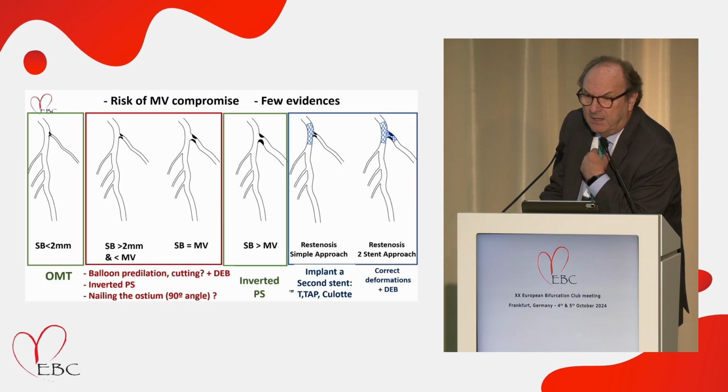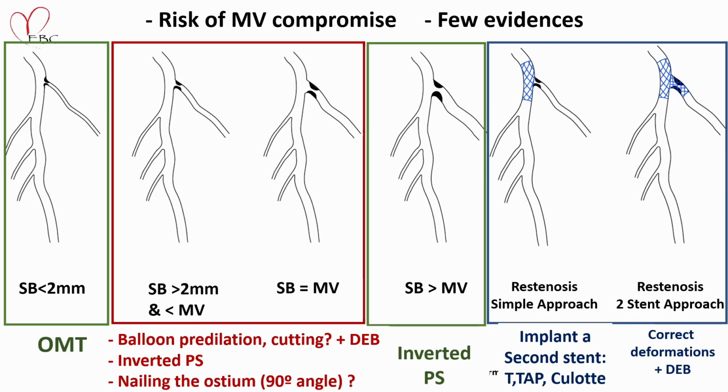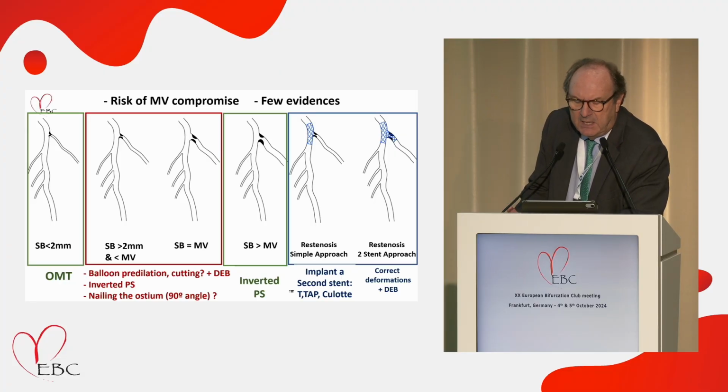Regarding the treatment of the 001 Medina lesion, we have little evidence. That is the sense of the EBC, to discuss problems of bifurcation lesions with little evidence and obtain a consensus or not. In this slide, you can see the different scenarios. On the left, the 001 lesion with a small side branch, so it's easy to decide. It's a medical treatment. Again, if the side branch has a negative physiology, medical treatment.